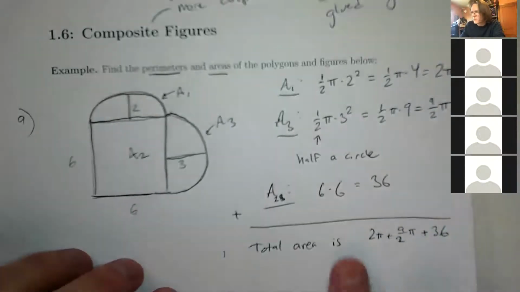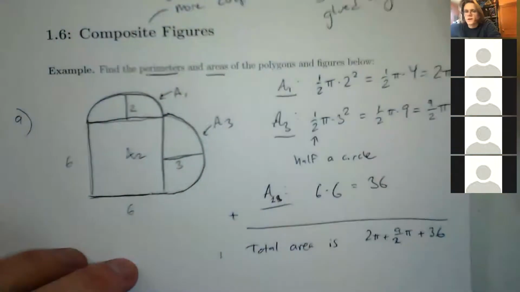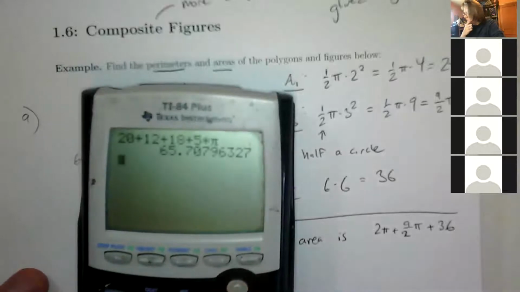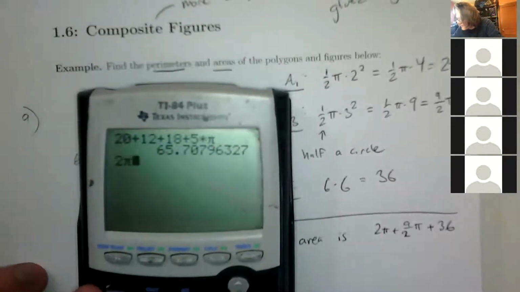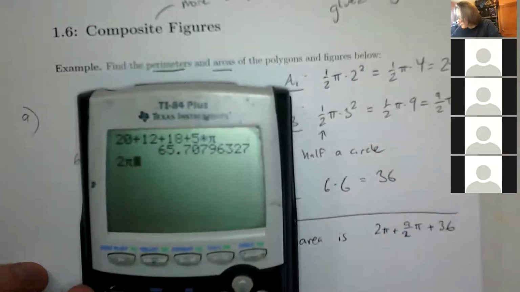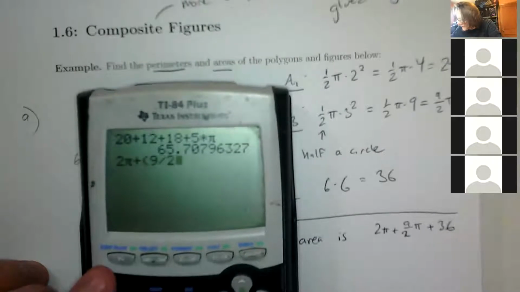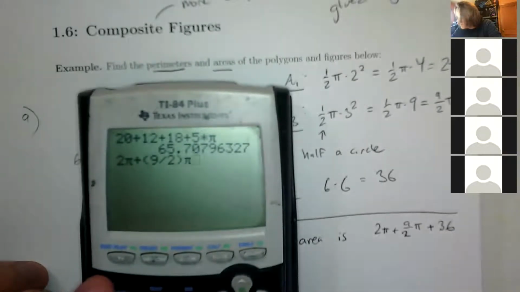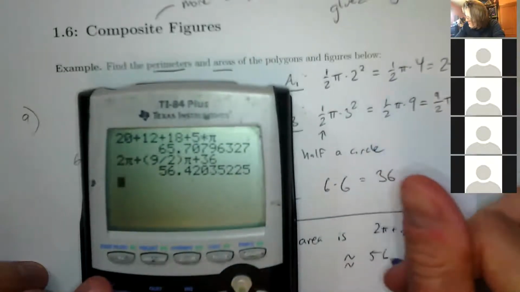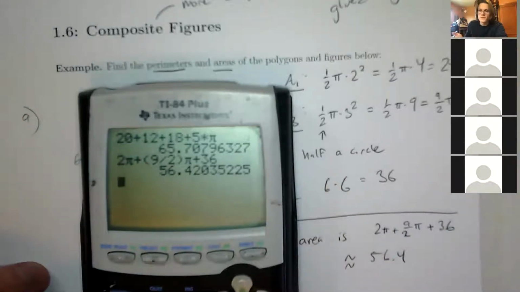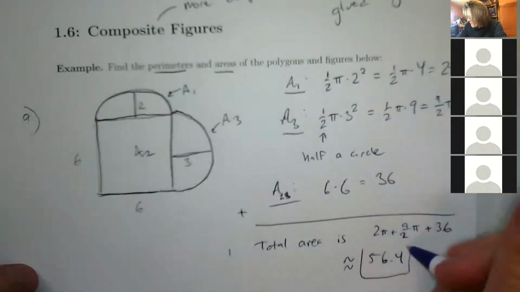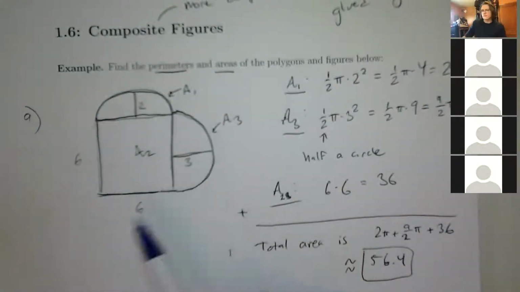And strictly speaking, that is an exact answer. If you want a decimal though, you can always compute it. So 2 pi, again, if you don't have pi in your calculator, just use 3.14, or more digits if you like. I just use 3.14. And then plus 9/2 times pi plus 36. So it's about 56.4. And again, no units given, so I will leave them off, but it would be units squared. So that's my total area of this figure.